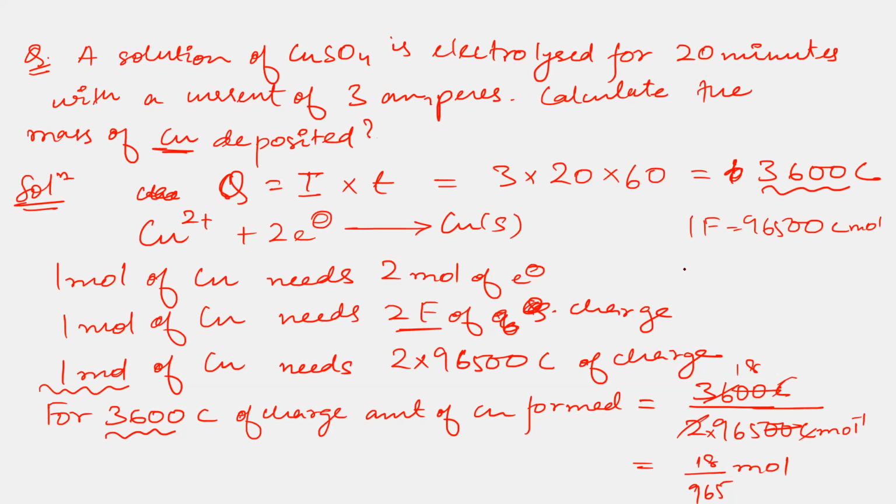Now, if you want to calculate the mass, the mass will be 18 upon 965 into 63, which is the molar weight of copper. We will then get the mass of copper deposited in grams.